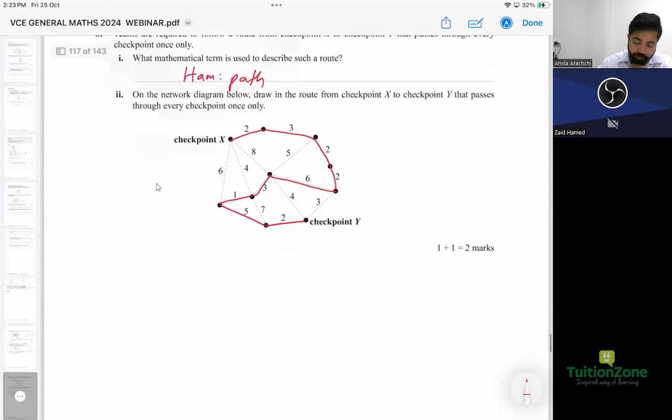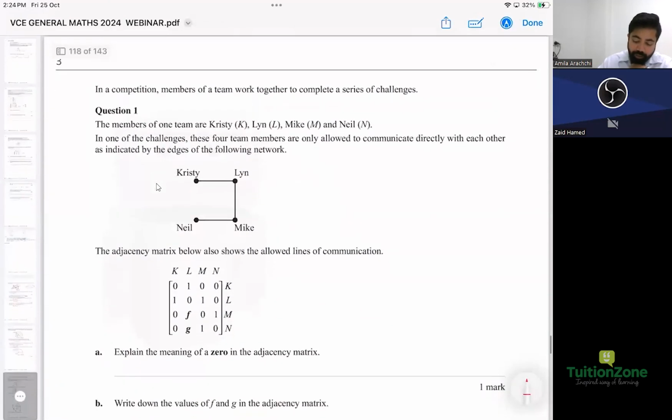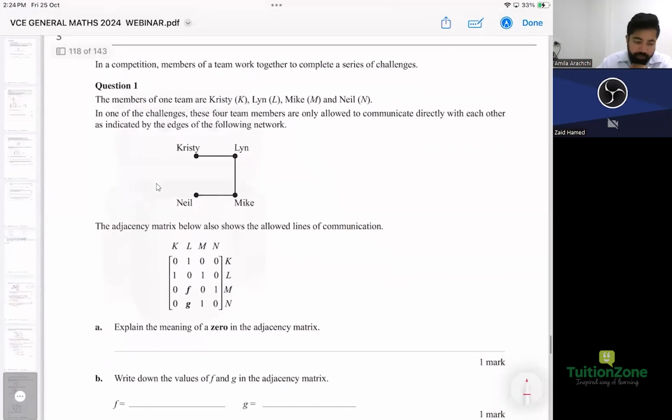Let's move on because you got the technique. All right, question number 3. Some questions are easy, so we can do them a bit faster. Given the network, there's something missing, but it doesn't matter. You can fix it. Then part A: explain the meaning of the zero in the adjacency matrix.